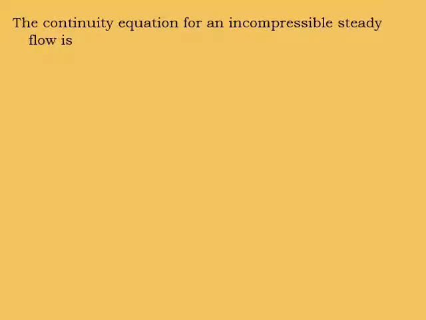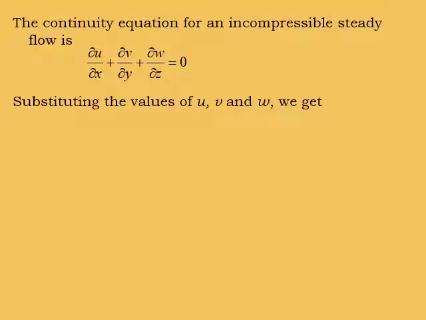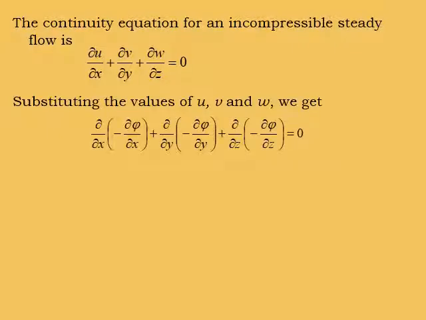The continuity equation for an incompressible steady flow is dou u by dou x plus dou v by dou y plus dou w by dou z is equal to 0. We already discussed this continuity equation in another lecture. Substituting the values of u, v and w, we get, for the first term, dou u by dou x.